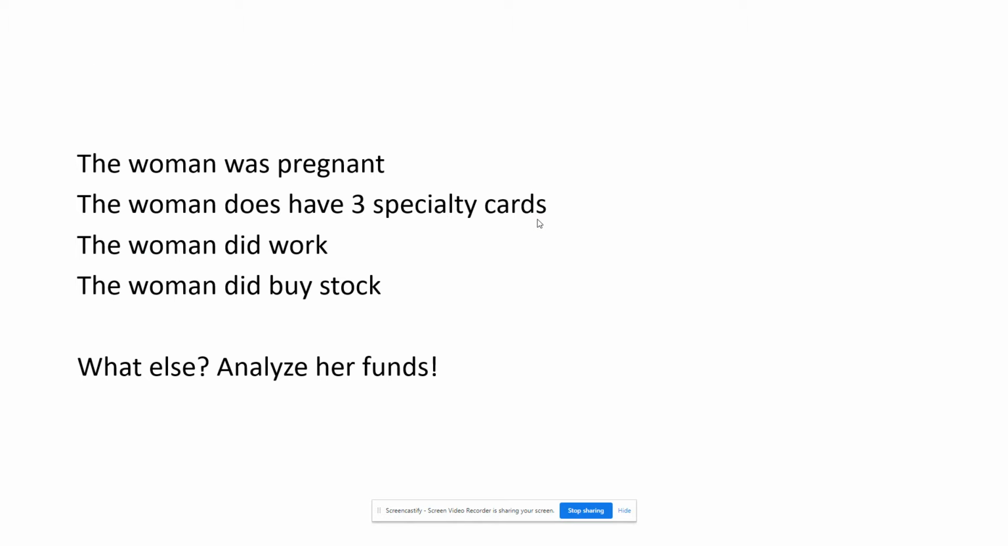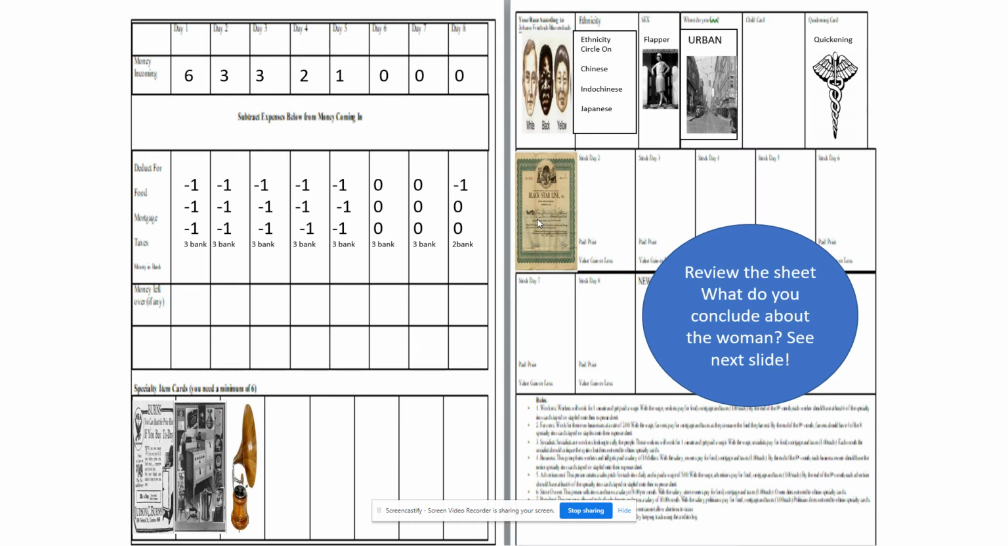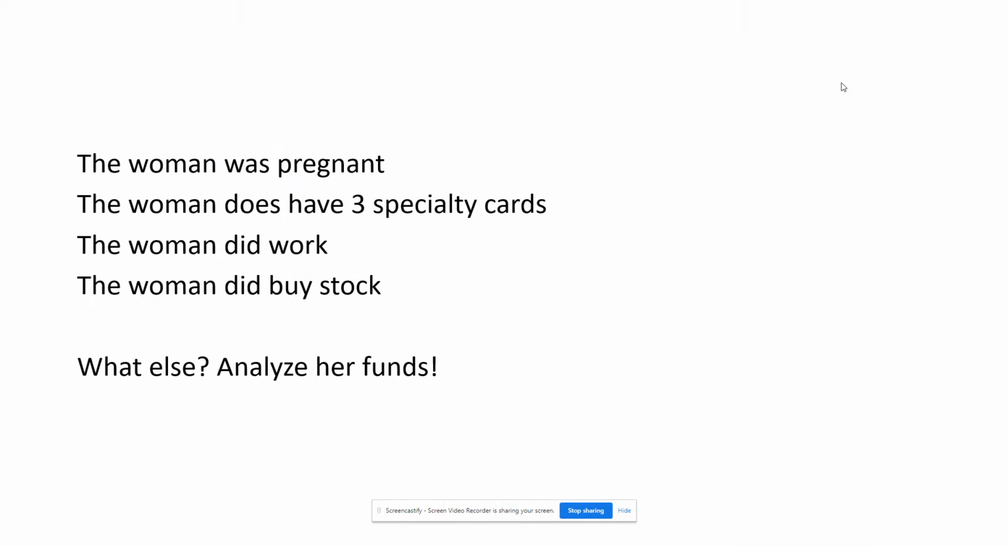So in that scenario, we could tell that the woman was pregnant, that the woman has 3 specialty cards, and the woman did buy stock. Those are things that we know. How do we know? Because the student has the quickening card. Anybody trying to get the quickening card needs to come talk to me, and I will figure out what the parameters are for addressing that particular issue.